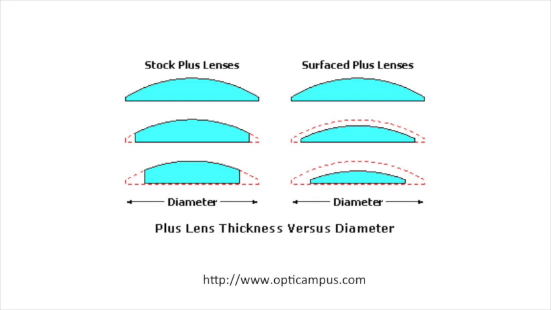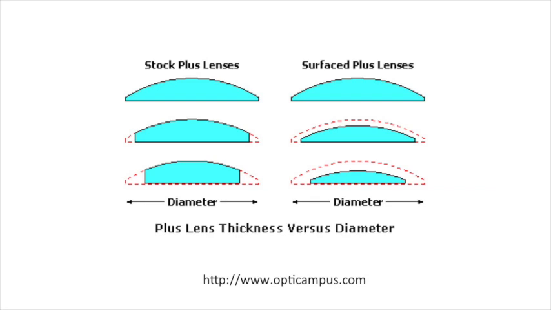I want to finish this segment by just demonstrating what happens when we make a poor choice in terms of the blank size for a plus lens. So if we're using stock plus lenses where we only have one blank size available, as we choose a nice small diameter frame for our hyperopic patient, we end up with an ugly edge thickness because we are just edging the lens down to fit the frame.